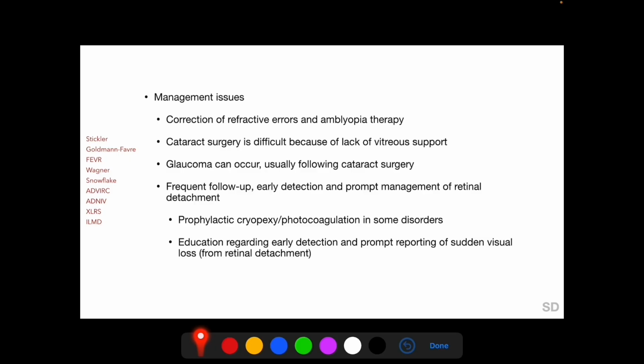Management considerations in hereditary vitreoretinopathies include correction of refractive errors and amblyopia therapy, with refractive errors occurring frequently in this group of disorders, surgery for early onset cataract, which is difficult because of lack of vitreous support, occurrence of glaucoma following cataract surgery, and frequent follow-up, early detection, and prompt management of retinal detachment, including prophylactic treatment in order to prevent the occurrence of retinal detachment in some of these disorders, and education regarding early detection and prompt reporting of sudden visual loss which occurs due to retinal detachment in this group of disorders.